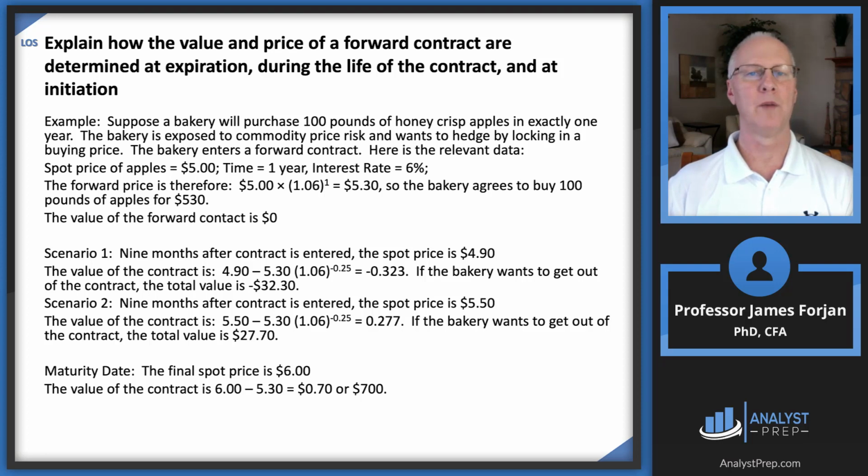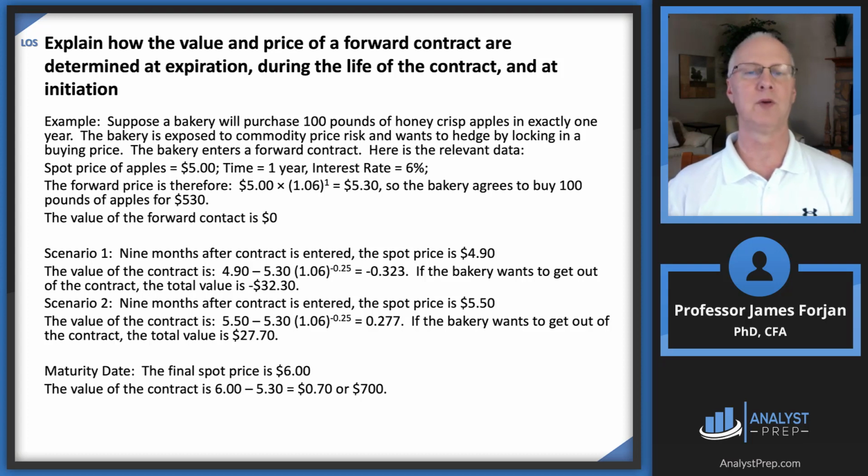Let's suppose that we're a bakery and we want to buy 100 pounds of Honeycrisp apples in 1 year. And so what's our risk as the bakery? Our risk is that commodity prices, in this case, the price of Honeycrisp apples, skyrockets, right? We want to make our Honeycrisp apples for the least amount of capital. Remember, positive net present value projects, all that kind of good stuff back from our corporate finance days. So what the bakery wants to do is hedge that commodity price risk by locking in a future buying price.